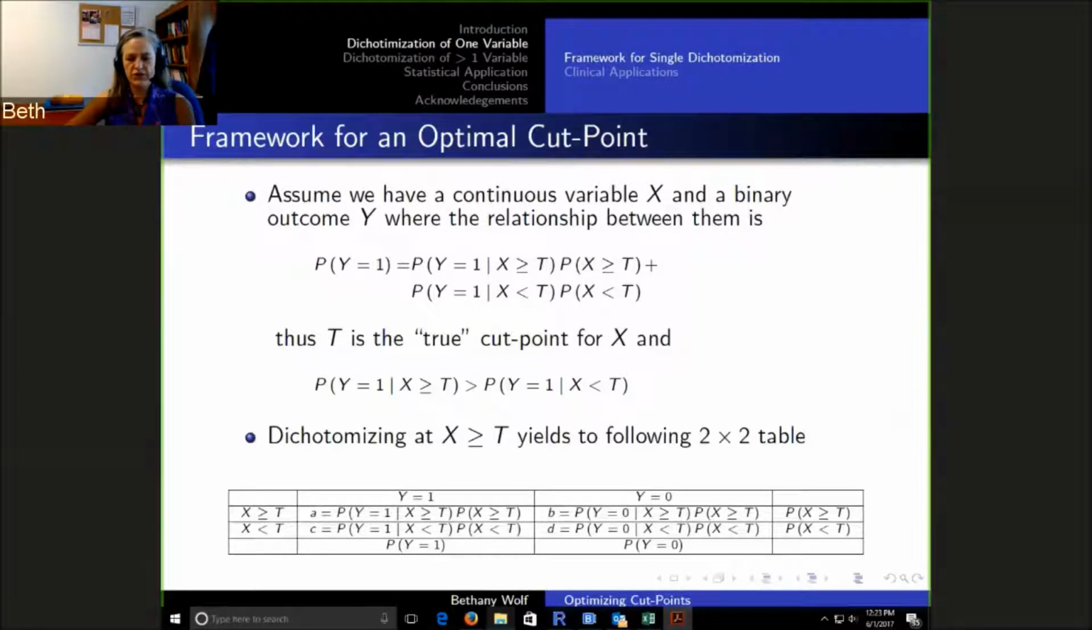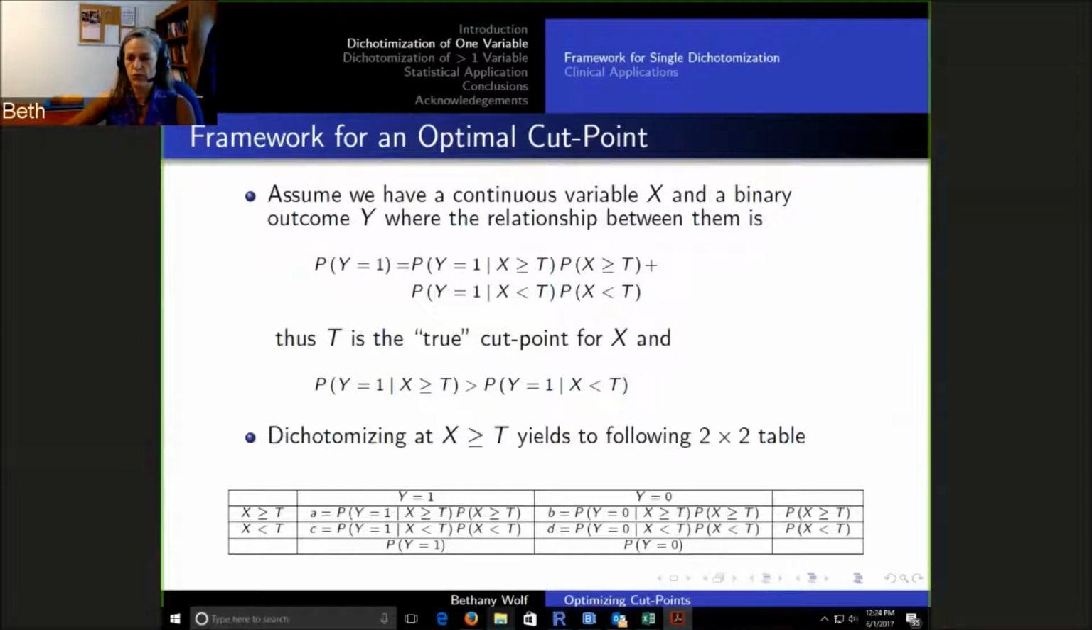Imagine the normal 2x2 table. I have two binary variables: y equals 1 and y equals 0, and then x equals 1 and x equals 0. In this case, rather than x equals 1 and x equals 0, we're defining our rows as x greater than or equal to t versus x less than t, with t being the true cut point. When we do that, we can define our cell quantities A, B, C, and D, where A is the joint probability that y is 1 and x is greater than t. Cell B is the probability that y is 0 but x is still greater than t. Cell C is the probability that y is 1 but x is less than t. And D is the probability that y is 0 and x is less than t.